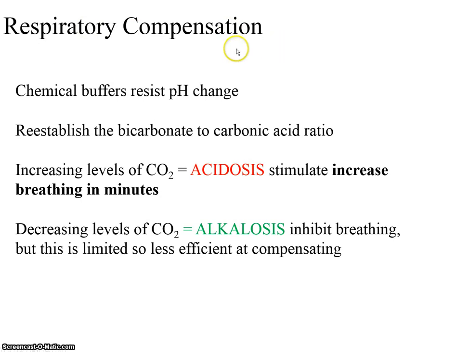So respiratory compensation for this is that chemical buffers resist the pH change, right? So they try to prevent the pH from climbing, becoming more basic or becoming more acidic, and they try to reestablish that bicarbonate to carbonic acid ratio, that 20:1. So increasing levels of carbon dioxide mean acidosis. We've been saying this since the respiratory chapter, right? So this should be pretty old news to you. And increasing carbon dioxide stimulates you to breathe faster and deeper, and this happens very quickly.